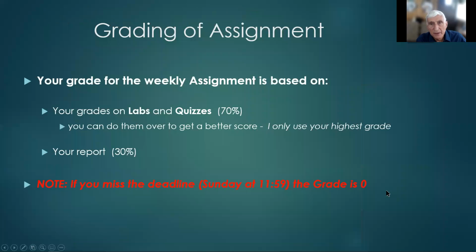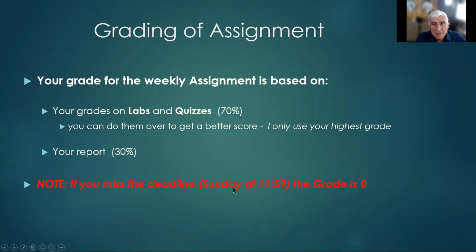Okay. So your grade will be based on the quizzes and the labs. 70% of the grade is there. So there's no reason why everybody can't get 90%, can't get almost all of this correct, because you can do them over again. So you've got most of the grade here, and you get at least a C for it. The difference between a C, a B, and an A is the report, how well you do it.